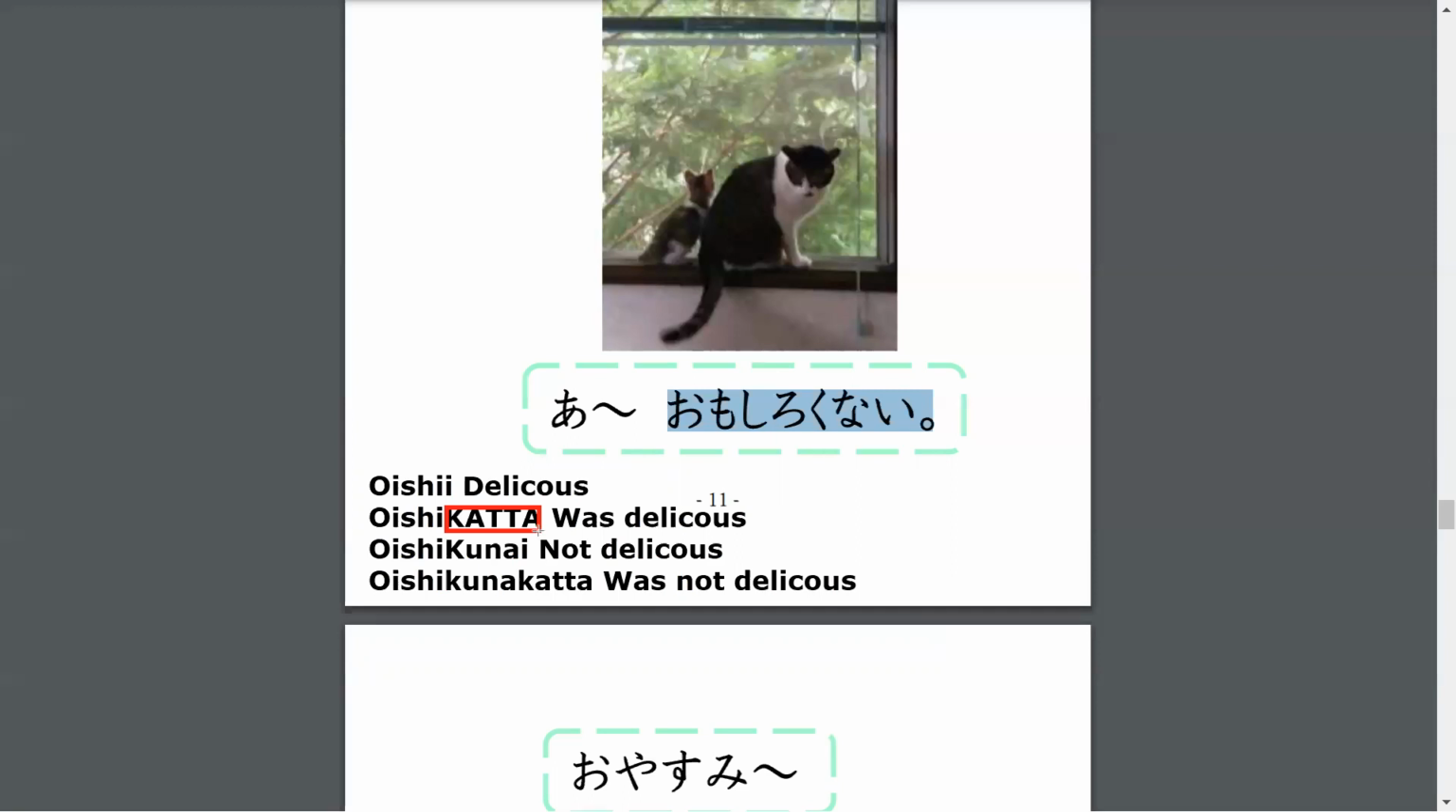Katta for our past tense. And if you want to make it negative for present tense, kunai. But if you want to make it past tense negative, we're adding instead kunakatta. Okay? Oishii, oishikatta, oishikunai, oishikunakatta. And if you want to make it polite, just add this. Oishii desu, oishikatta desu, oishikunai desu, oishikunakatta desu. Okay?